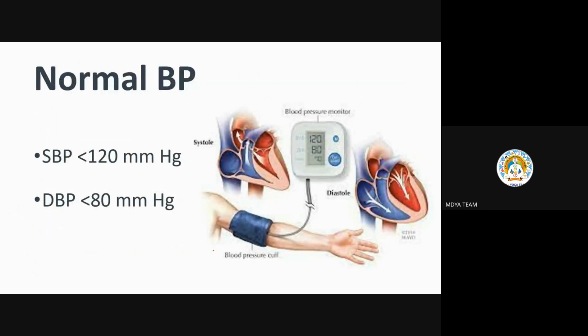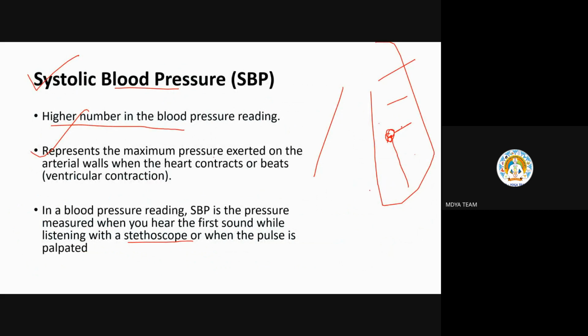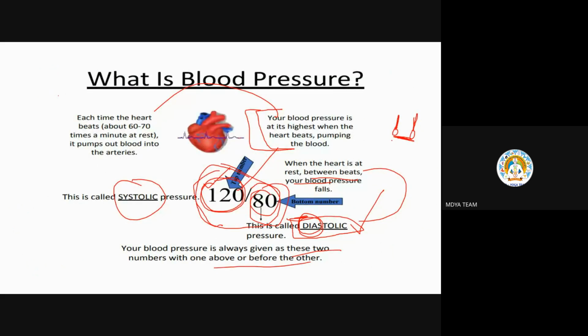Ventricular relaxation, ventricle, means what? As I told you, here these two lub-dub sounds will be there. At that time, maximum contraction will be there. That is ventricular contraction. This will happen in the condition of systolic, systolic pressure.